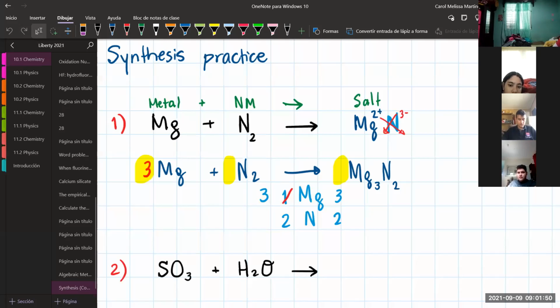Okay. So remember, balancing procedure involves not just this part of the procedure, but also the answer, which is the coefficient. And that's it. That's how we finish. Okay.